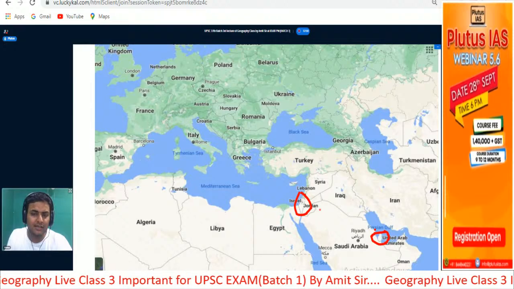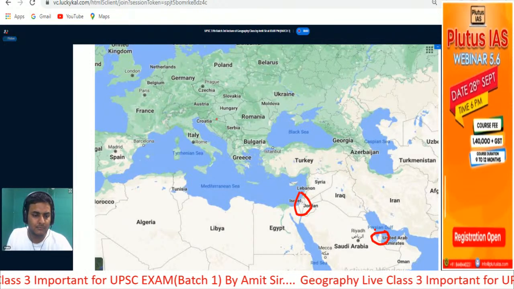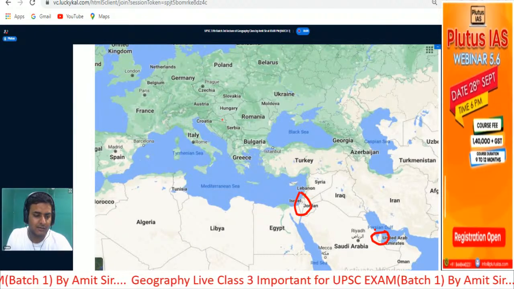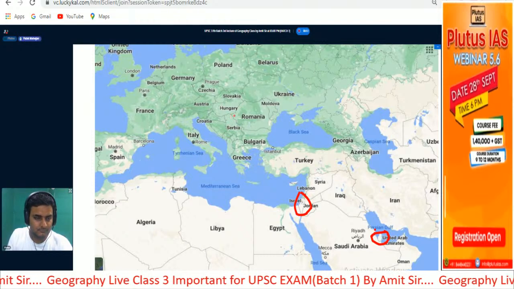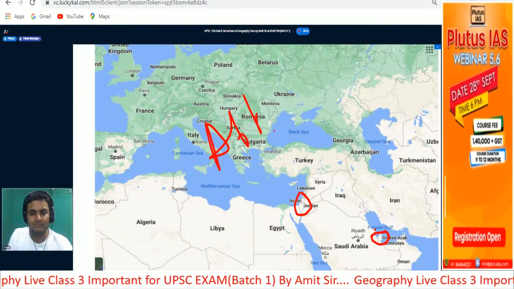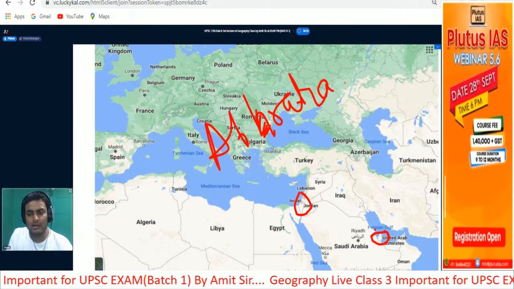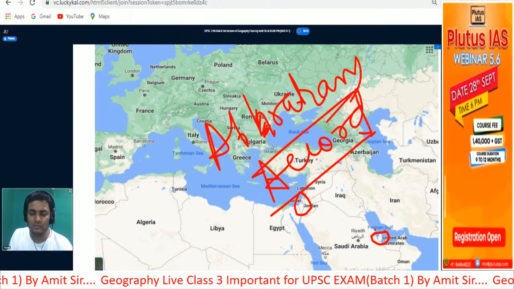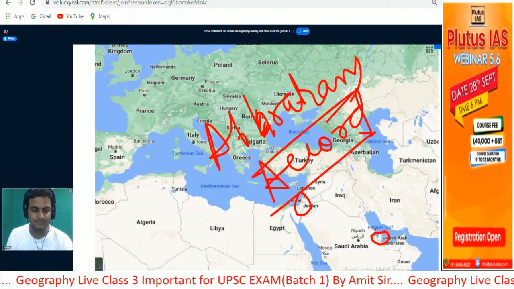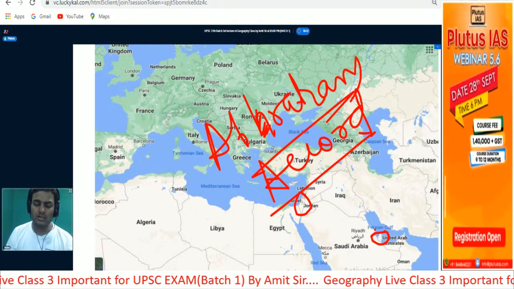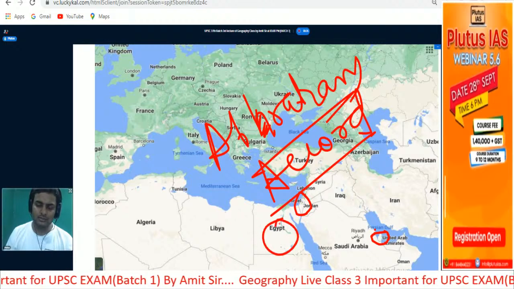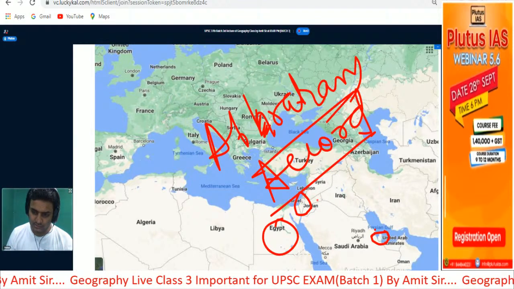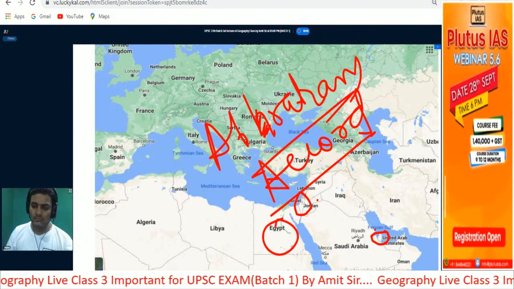And all three countries have signed an accord. What was the name of that accord? I have explained it in the news analysis. Can anyone tell me? Abraham Accord. Yes, Abraham Accord. So they are the third and fourth countries respectively to sign such a peace accord with Israel. Earlier two countries had signed peace deals. The first one was Egypt, with Camp David, and the second one was Jordan. Jordan is located here, just a neighbor of Israel.